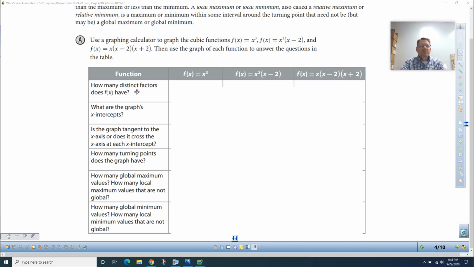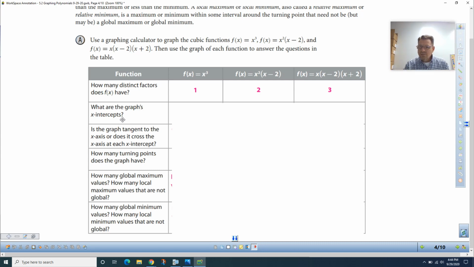Okay, so here we go. First thing it says is distinct factors. Well, it looks like there's one distinct factor three times for that one. This one's got two. We've got three here: one, two, three distinct factors. This has got one distinct factor three times, right? And this has got two distinct, but one of them is repeated.